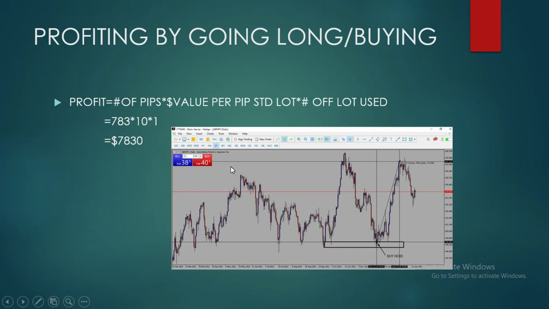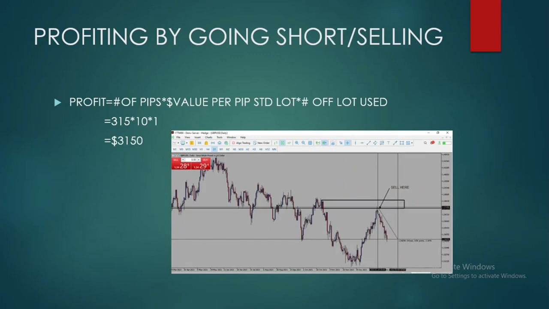So let's also show you an example for a short. When you say we are going short or we are selling, we are saying one currency is overpowering the other, or the quote currency is gaining over the base currency. That's when we go short, or when we sell. The formula is just going to be the same. Let me show you by means of this graph.